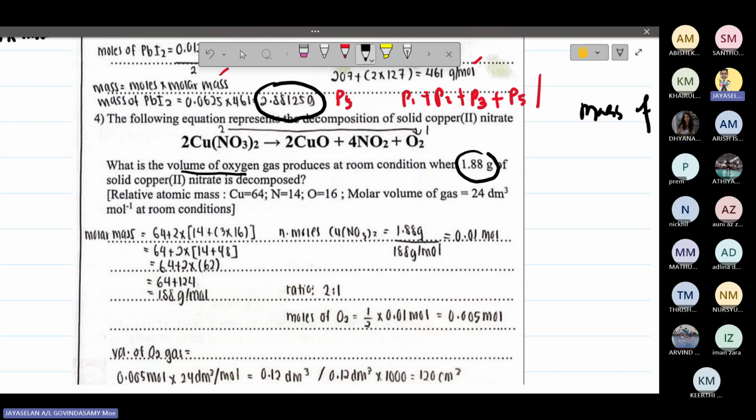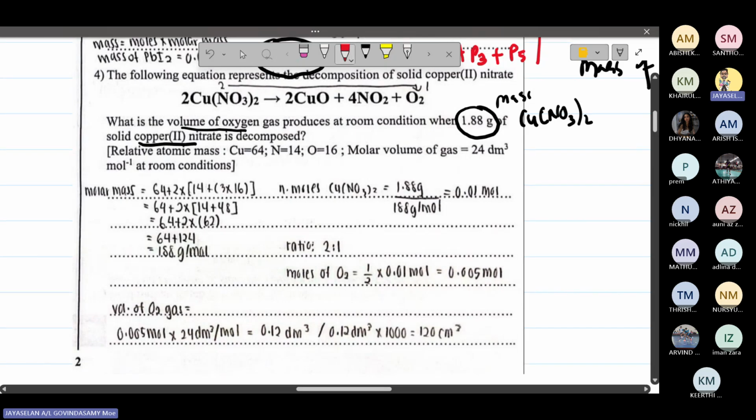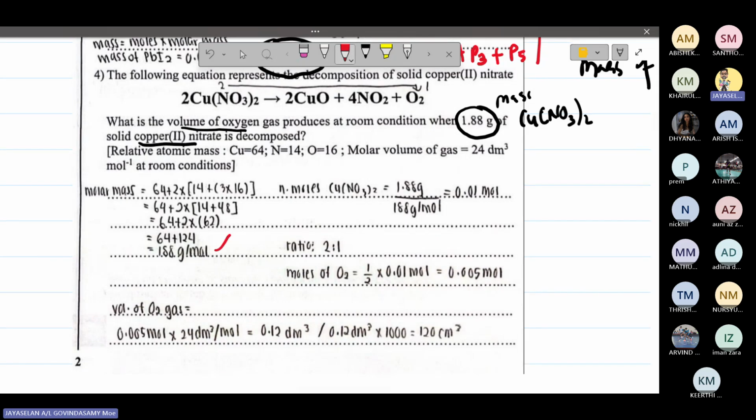What information is given? This number, what is it? Look at the unit. This is mass. Whose mass? Read here: copper 2 nitrate. And this question is very good. The girl did very well, so she already found the molar mass. After that, she used formula mass over molar mass.